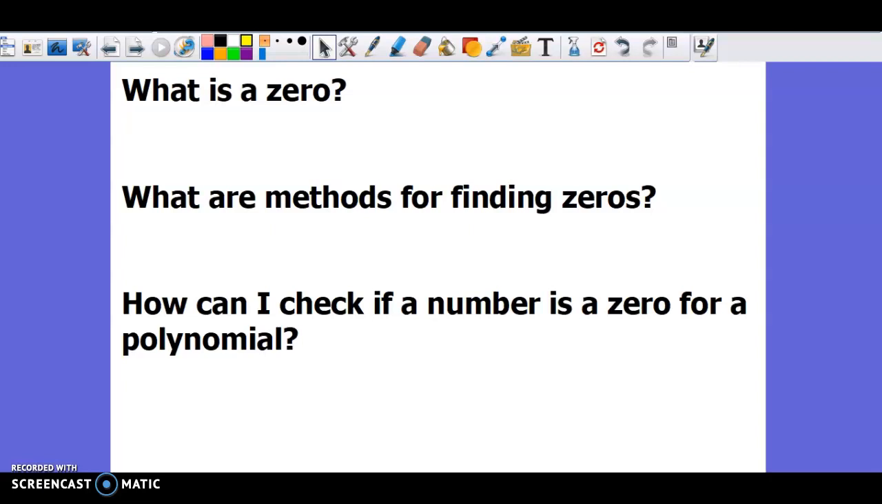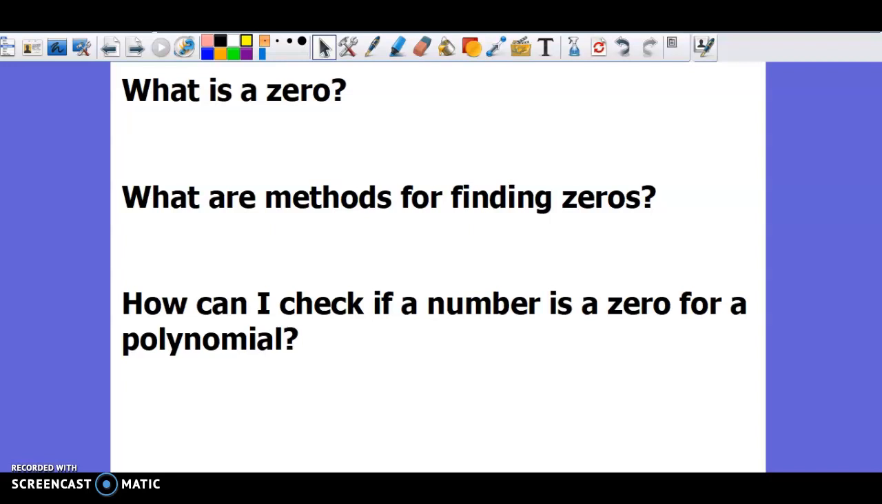Hey gang, so this is a video covering 3.4 and 3.6. The reason we are doing two sections at once is because they are actually the same thing. They're both focusing on finding zeros. One is just talking about imaginary zeros, and the other one is talking about real zeros. So we're going to do both at the same time.